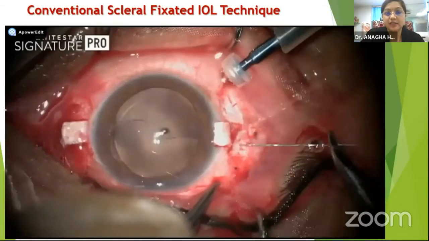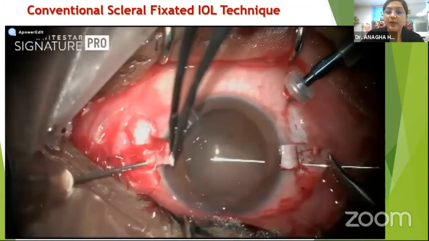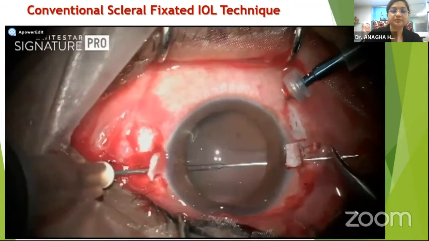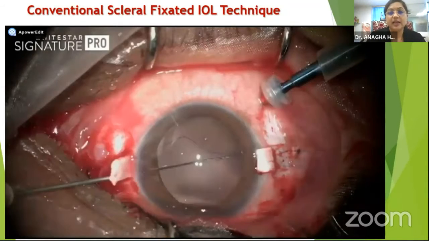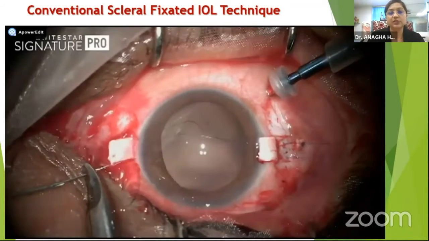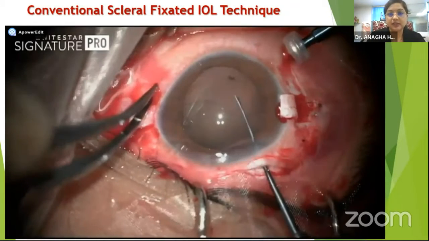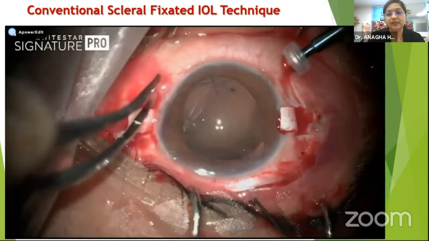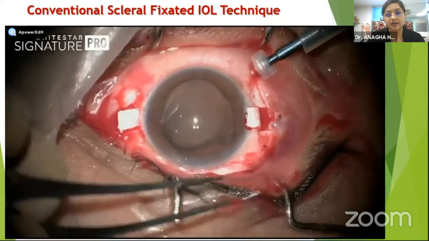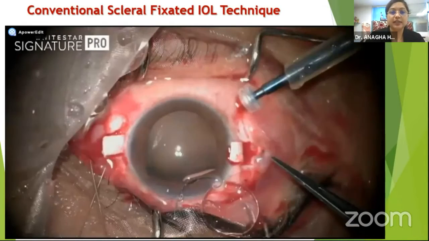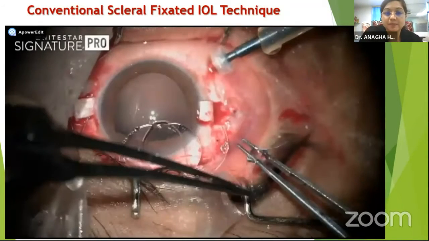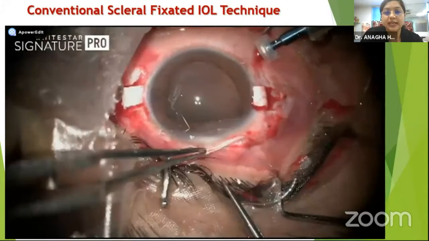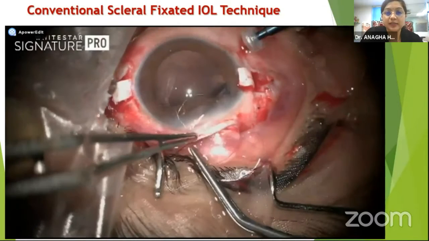Once that is done, in the 4-point fixation, you do it once more with the 10-0 Prolene on one side and the 27 gauge needle on the other side. And then you bring out both the sutures from the main incision like this. Here there is already no capsule, as you can see here. Now you're cutting the edge here, and taking the SFIOL and tying up the suture at the two openings in the IOL, and then putting in the IOL.